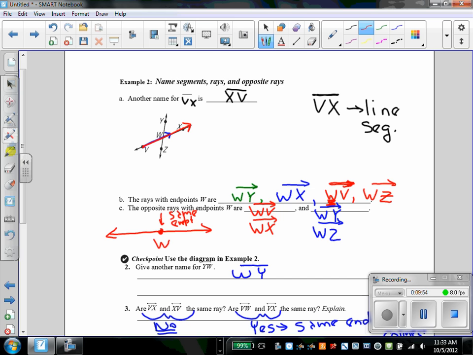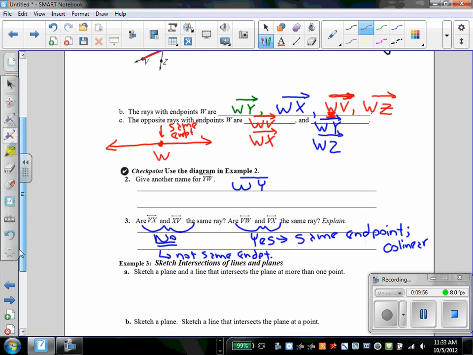Yes. The explanation, you can say it in words. I just said that they have the same endpoint and they are collinear, which means they go in a straight line and follow the same line.